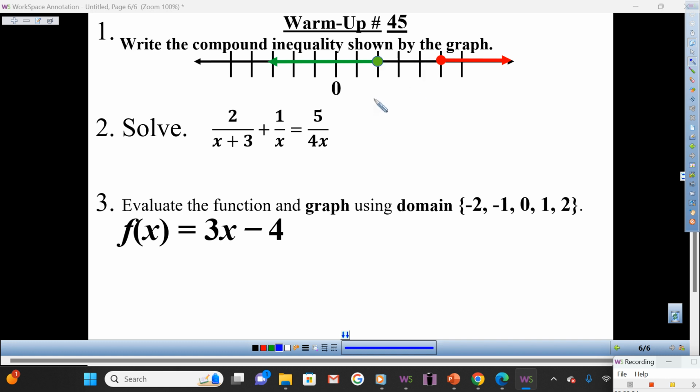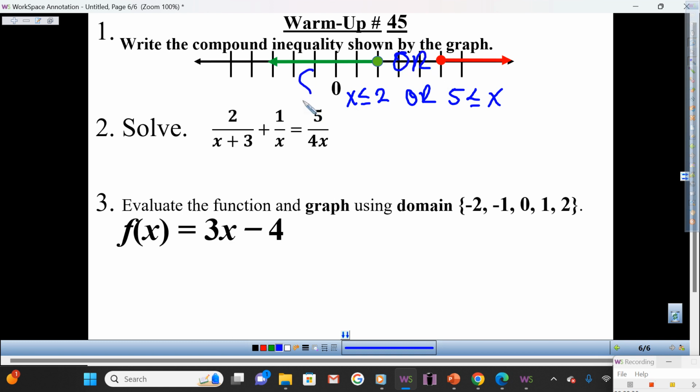What kind of compound? Brandon Felix, get us started, please. What'd you write? 5 is less than or equal to x. Hands, have you got that? That is correct. 1, 2, 3, 4, 5. This is an OR, and if you write it in solution set, there you go. All right. So far, so good.